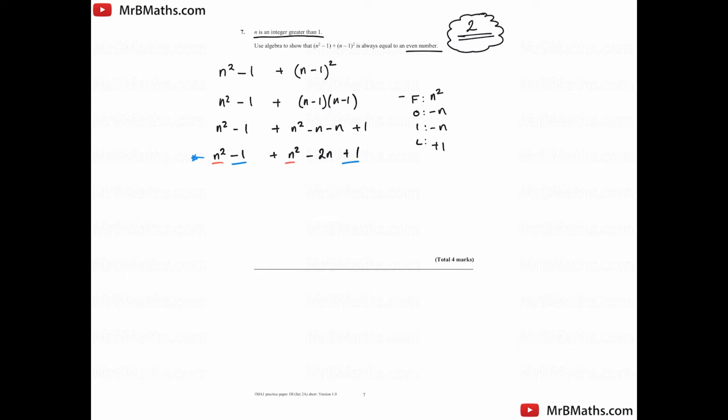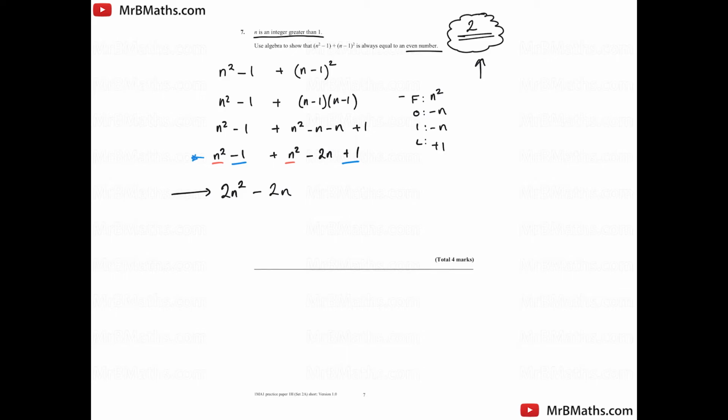Okay, so looking at this, we've got n squared plus n squared, so we get 2n squared. We then have minus 1 plus 1, which will give us 0. Therefore, all we have left is minus 2n. Now at this point, remember at the beginning I mentioned that for it to be an even number, it has to be a factor of 2.